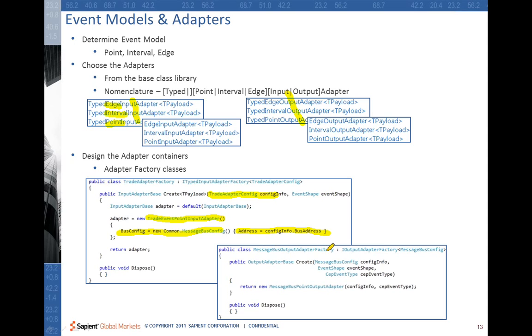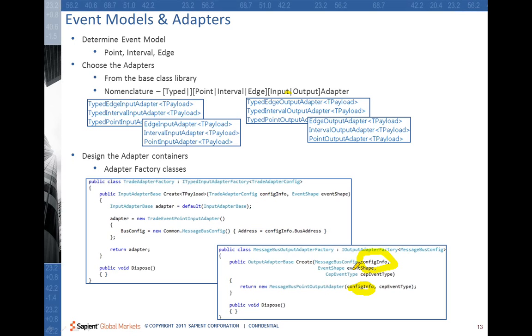Similarly, if you look at message bus output adapter factory, it uses the same or similar config info. What it does is it creates a new message bus point output adapter and passes the config info here. So this config info is again passed when you bind it, when you create this output adapter at the application level.